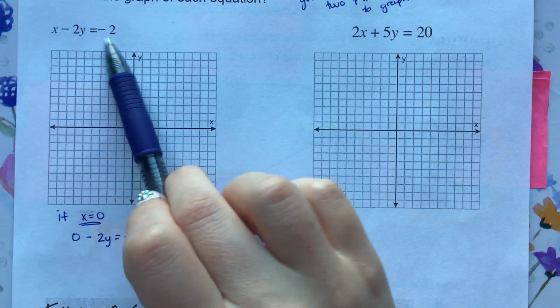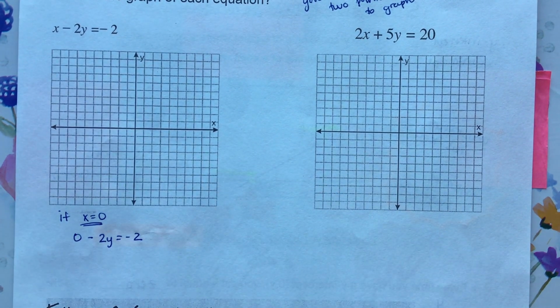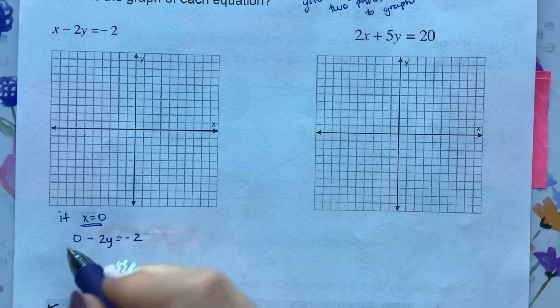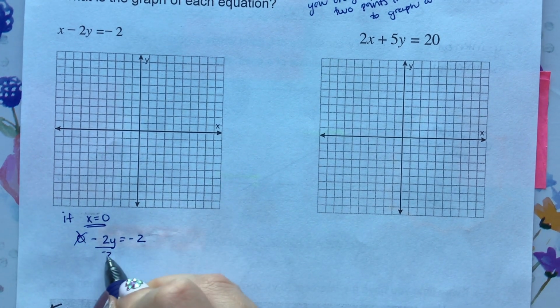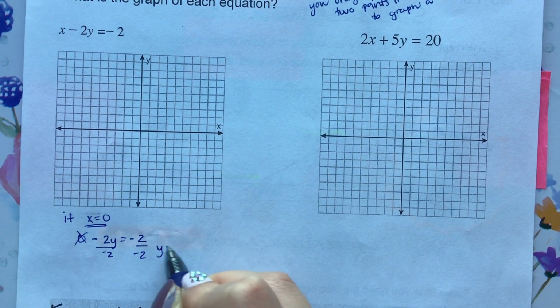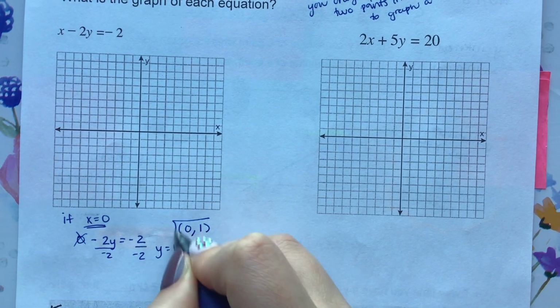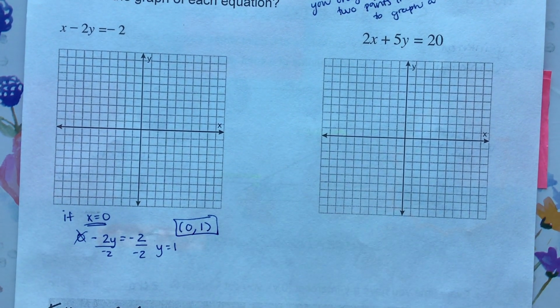So I was just using this formula right up here, and I'm showing my work below. Well, 0 minus negative 2, the 0, it doesn't matter. So I'm going to divide by negative 2 on both sides, and I get y is equal to 1. So now one of my coordinates is 0, 1. That's 1 point.